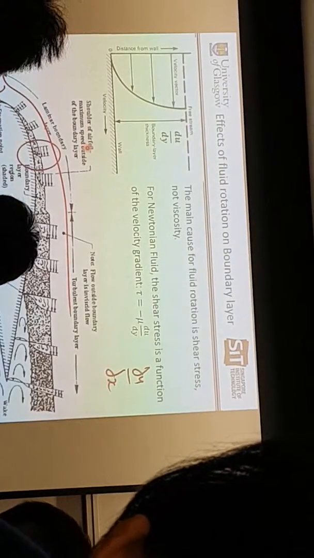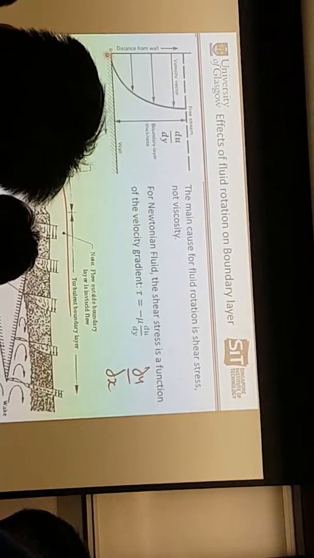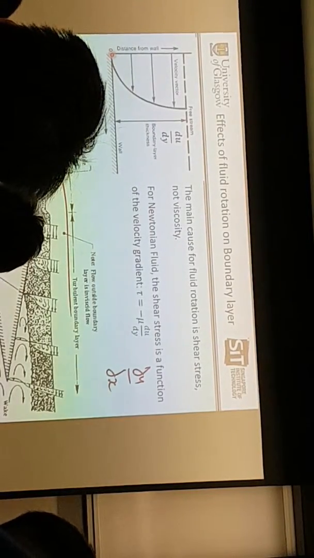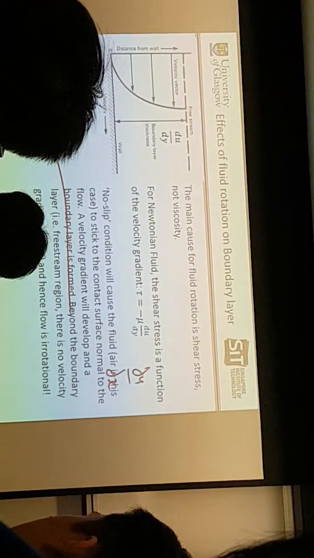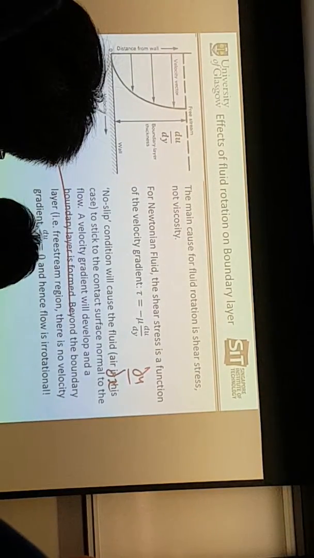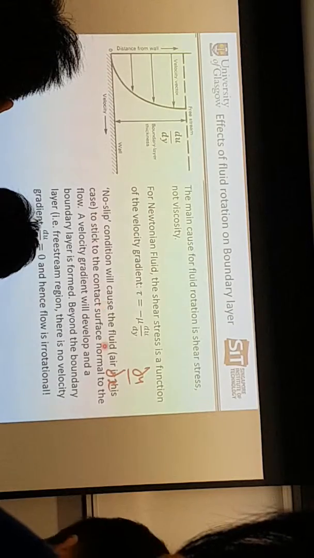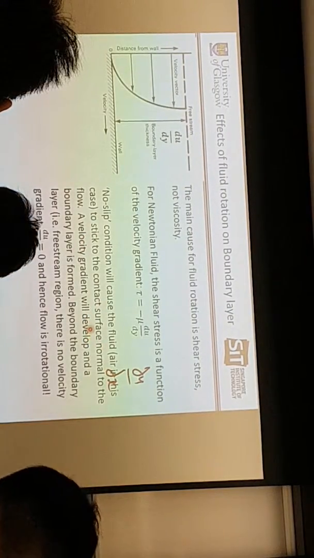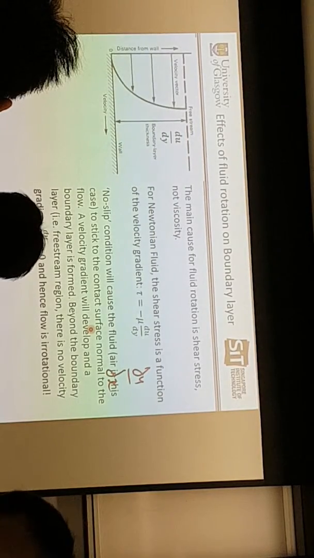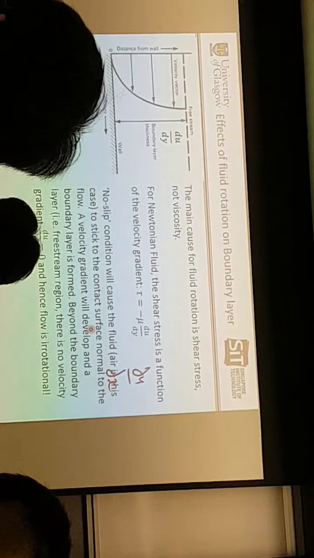One other important concept is this. Just now I mentioned that at the surface of the wall, the speed is equal to 0. Why? Because of what is known as the no-slip condition. It will cause the fluid or the air to stick to the contact surface. That's known as the no-slip condition.